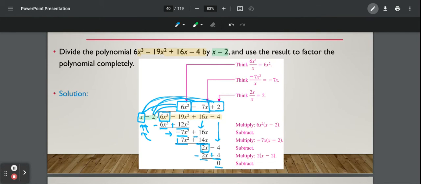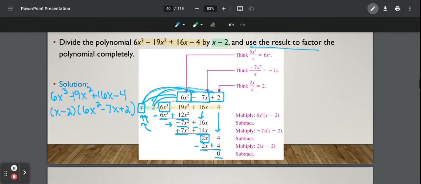So here it says use the result to factor the polynomial. What that means is this polynomial, 6x cubed minus 19x squared plus 16x minus 4, would factor into x minus 2, we got that from the graph, times our answer that was at the top, 6x squared minus 7x plus 2. So we can use that long division to help us factor as well.